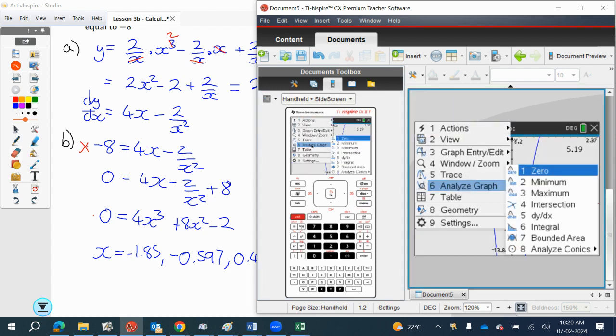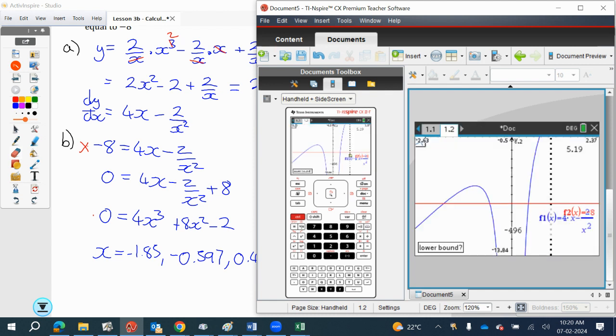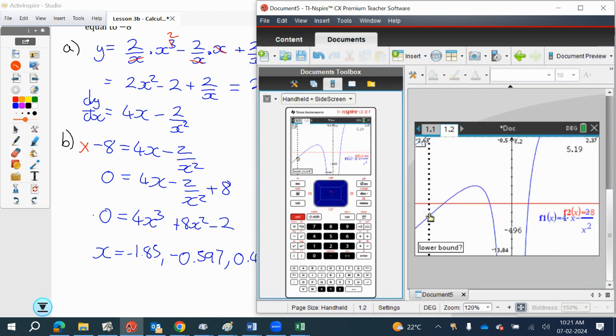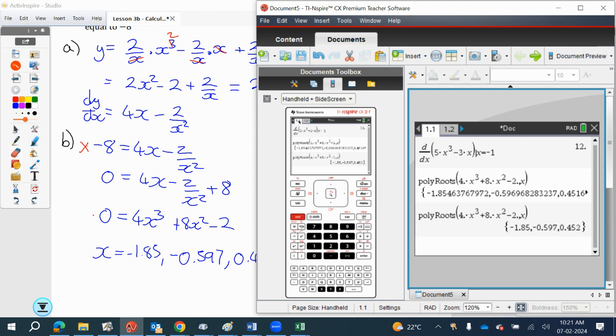So menu, analyze graph, intersection. And I want this one. I don't think I can drag across for this. Let me try it. No, you can't. Dragging across, I find all 3 that way as well. Just note them down. So let's go to our favorite technique, nSolve.